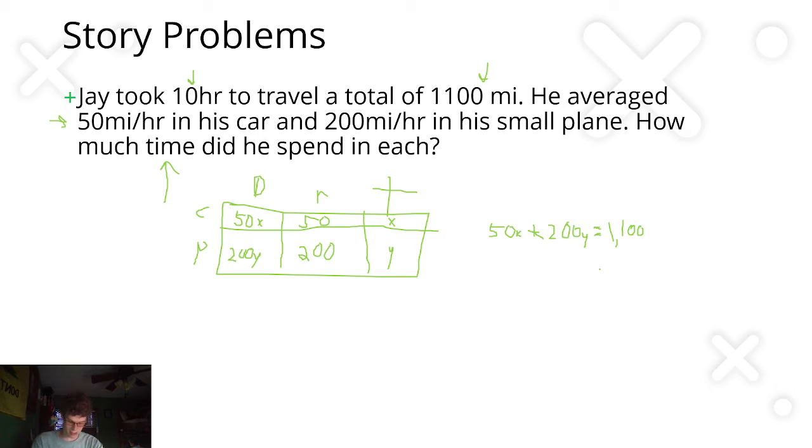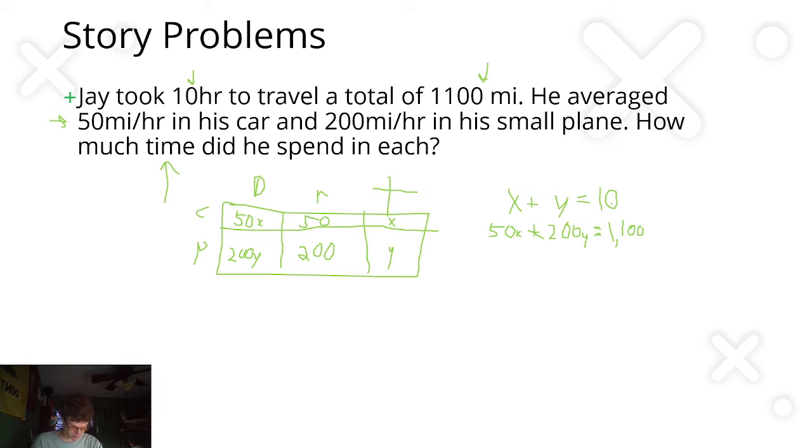1,100, okay? That's our first equation. Our second one is, what is the total time between the car and the plane? X plus y equals 10. The sum of the two times makes 10 hours. Sum of the times between the car and the plane, 10 hours.